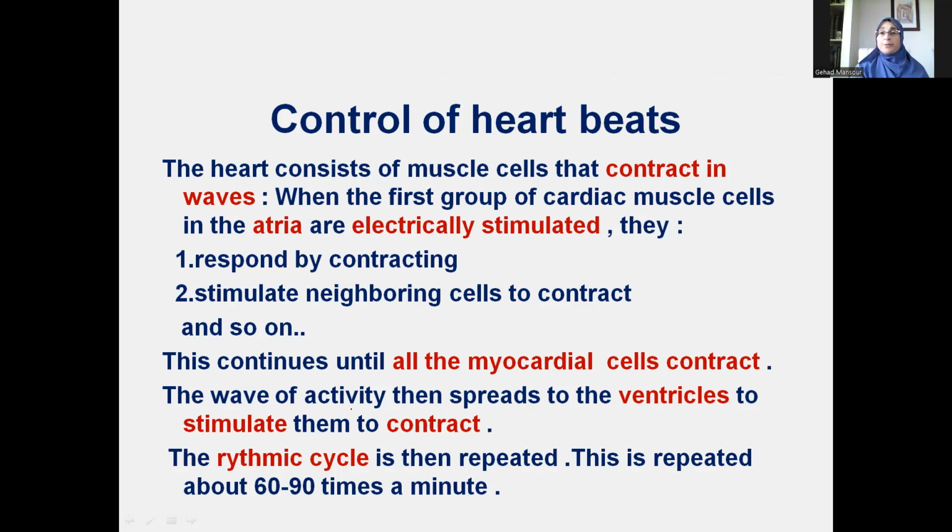Meanwhile, the PR interval is the duration between the beginning of the P wave and the beginning of the QRS complex, and therefore, what does it represent? If I ask you, it represents the time needed for the electrical wave of depolarization to spread over the atria and to be transmitted to the ventricles.